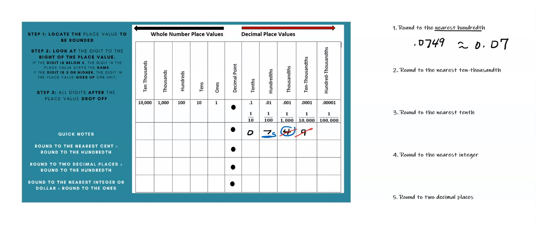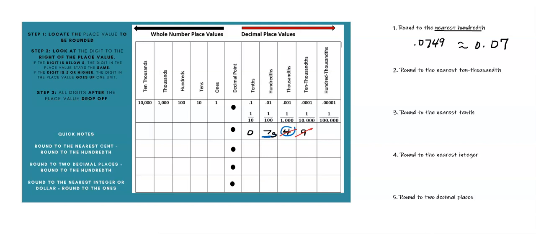So let's just go back. We have 7 in the hundredths. The digit to the right is a 4. Since 4 is below 5, that means the 7 stays the same. But all digits after that drop off, which leaves us with 0.07. So we've rounded 749 10,000ths to 7 hundredths.